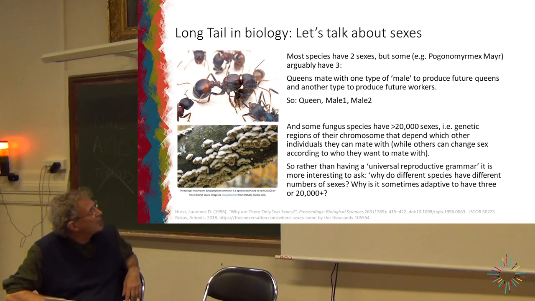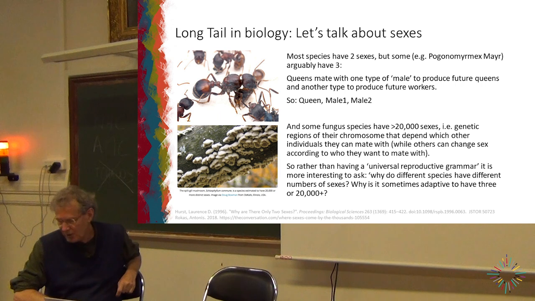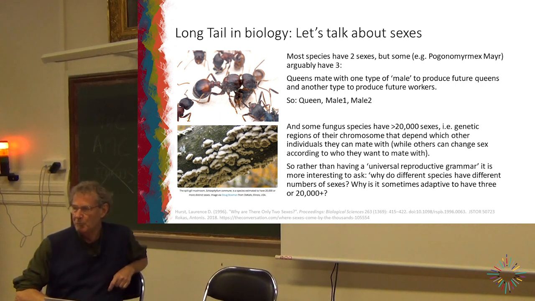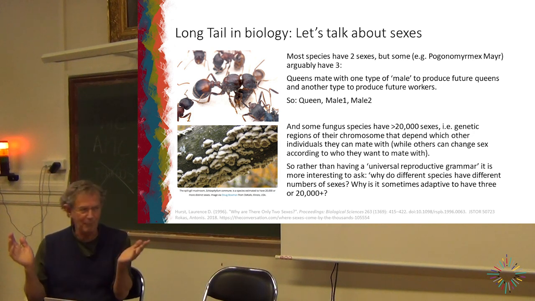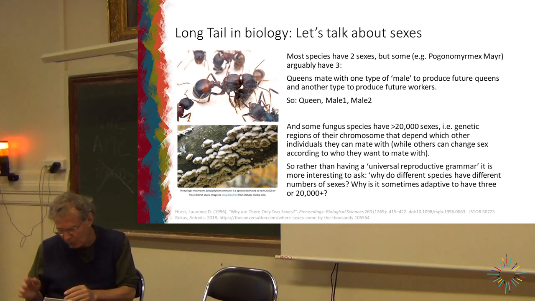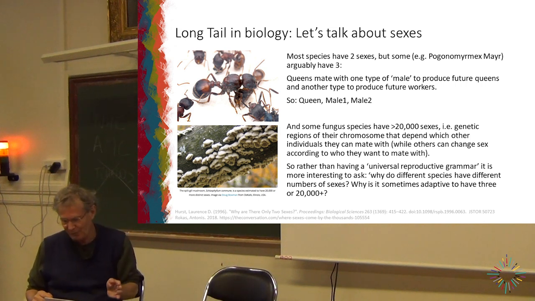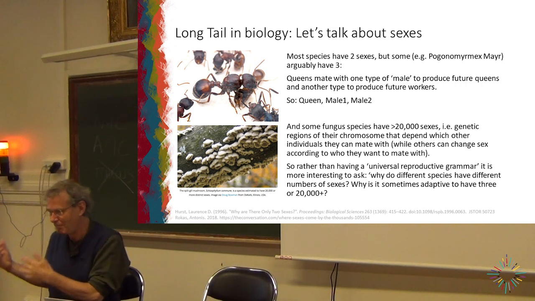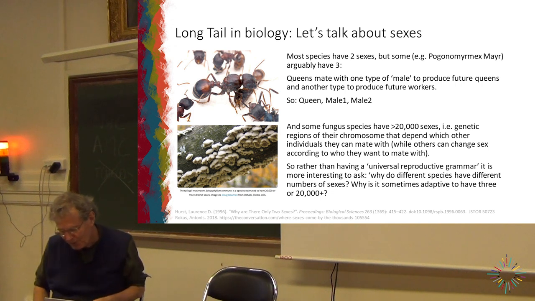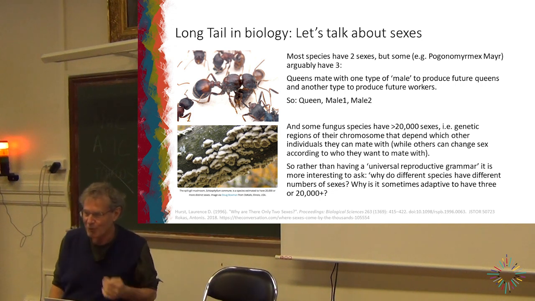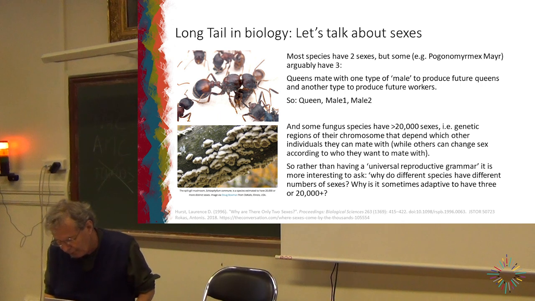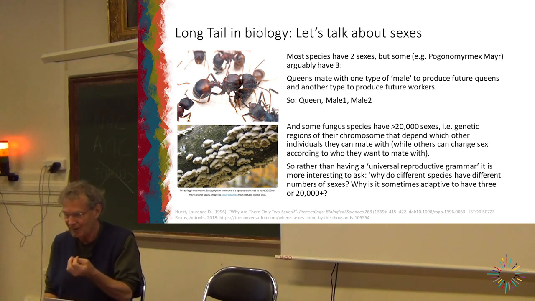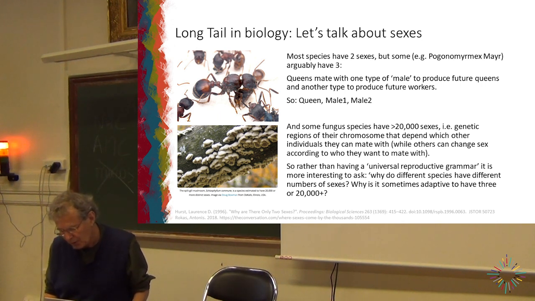There are a few interesting species that have three. This is one sort of bee species. Queens mate with one type of male to produce future queens, and another type to produce future workers. So the queens think, well, how many? Oh, I'm a bit low on queens, okay, I won't go for this fella here, I need to bolster up the number of workers, I'll mate with this one here, and so on. So it's a useful system to have, but it's evolved under the very particular conditions of hives.